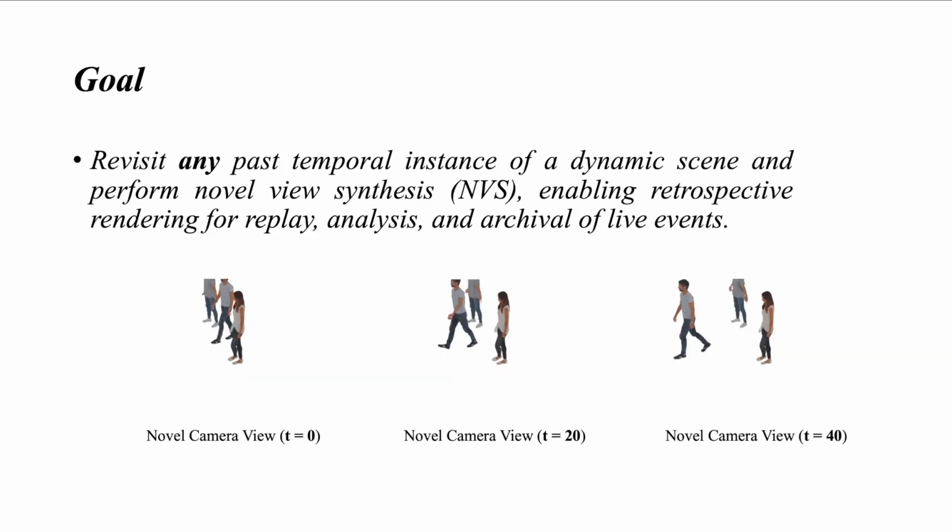Our goal is retrospective dynamic scene novel view synthesis. Given a dynamic event captured over time, we want to revisit any past temporal instance and render it from a novel camera viewpoint. For example, we may want a novel view at time 0, then another novel view at time 20, and another at time 40.